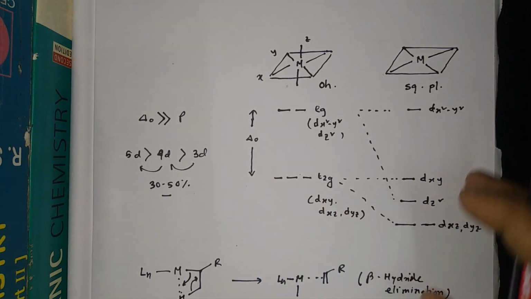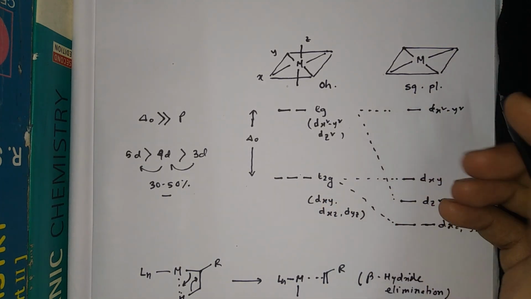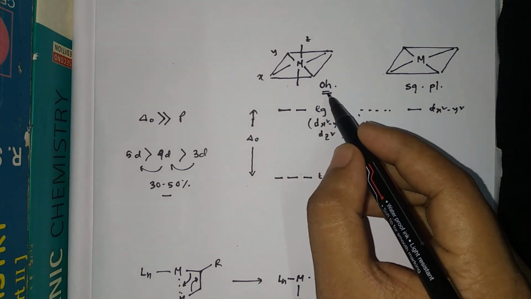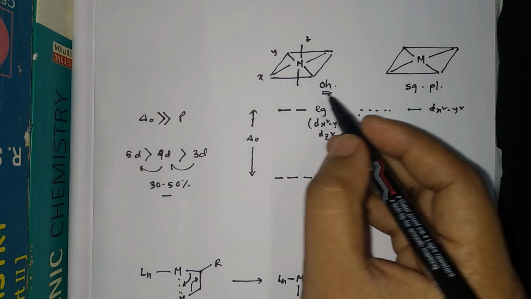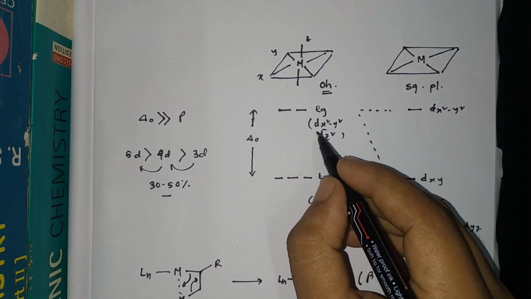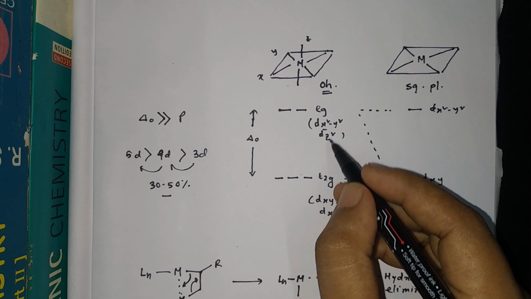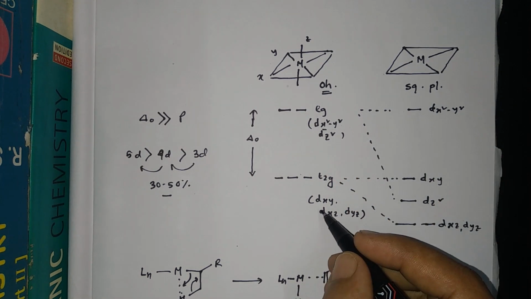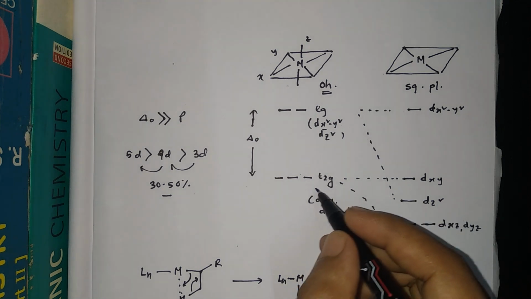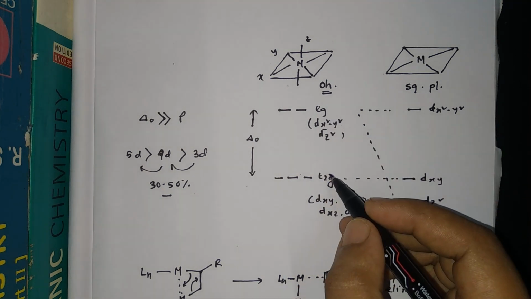So we will come to the electronic distribution of the square planar. First we will discuss the octahedral. So for the octahedral case, what will happen? We know the ligand will approach along the axes, and hence the orbitals along the axes, that means dx²-y² and dz², will go to the higher energy, and in between the axes, the orbitals dxy, dxz, dyz will come to the lower energy. So this will be the t2g and this will be the eg.